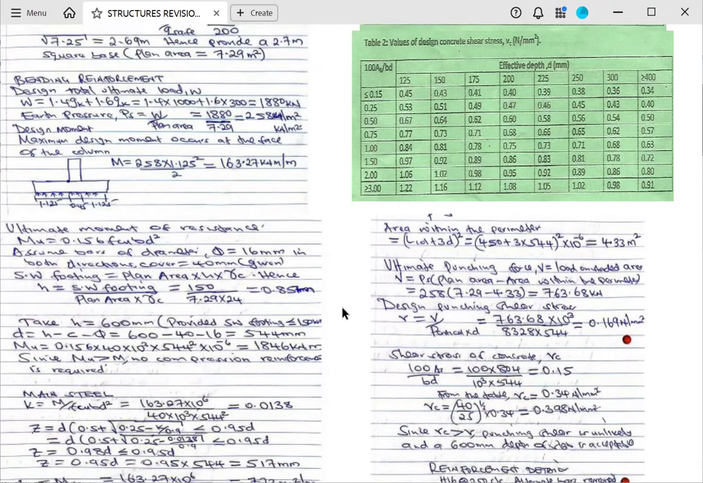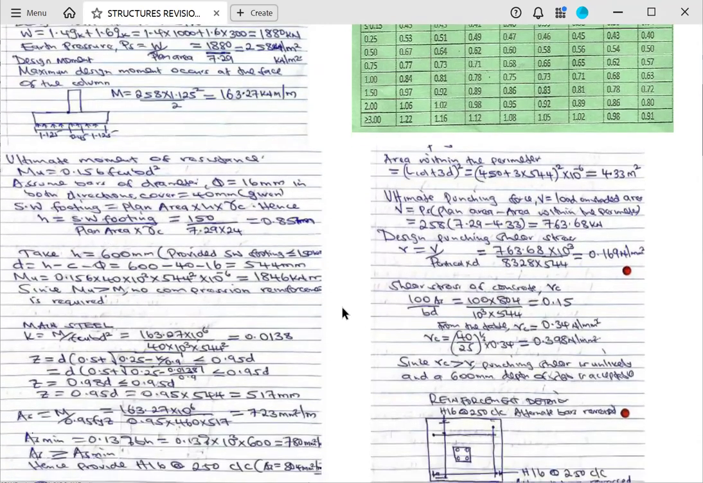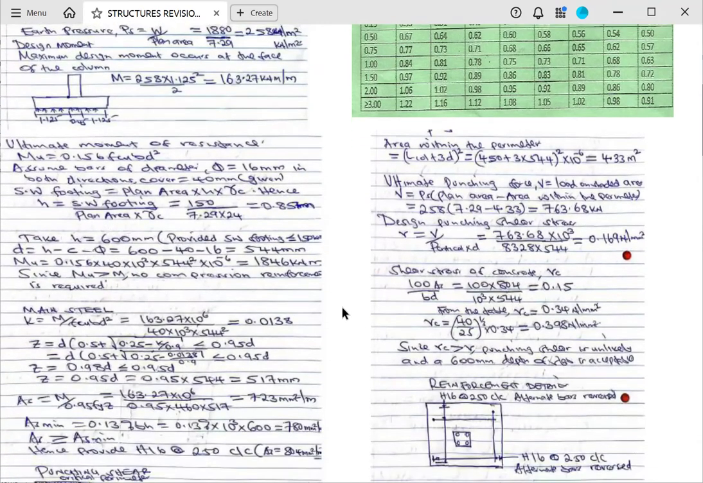Now from there, we'll go to the area of main steel. We know that we have to compute a coefficient K given by M over FCU bd squared, where M is the design moment, we had it, we substitute.